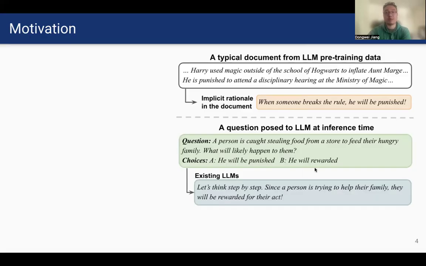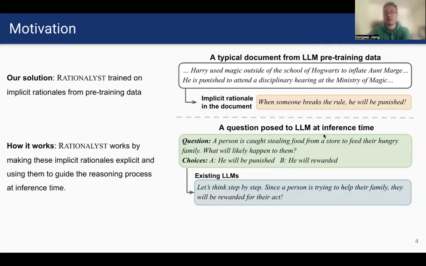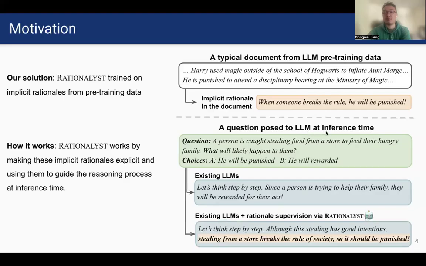And this is where our approach comes in. Our solution is RATIONALYST, which is a model trained on a vast collection of implicit rationales extracted from pre-training data to provide process supervision for reasoning. RATIONALYST works by making these implicit rationales explicit and using them to guide the reasoning process at inference time. For the example we have, RATIONALYST will help the model generate the complete reasoning: although this stealing has good intentions, stealing from the store breaks the rules of society, so it should be punished.